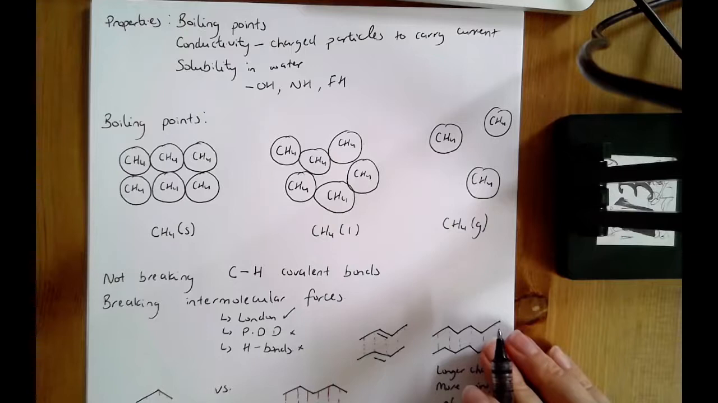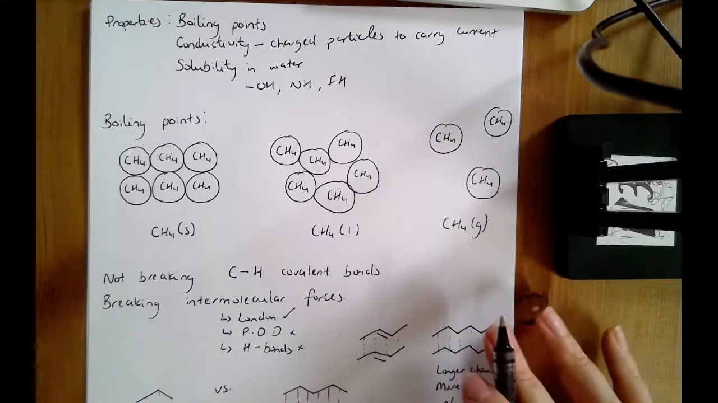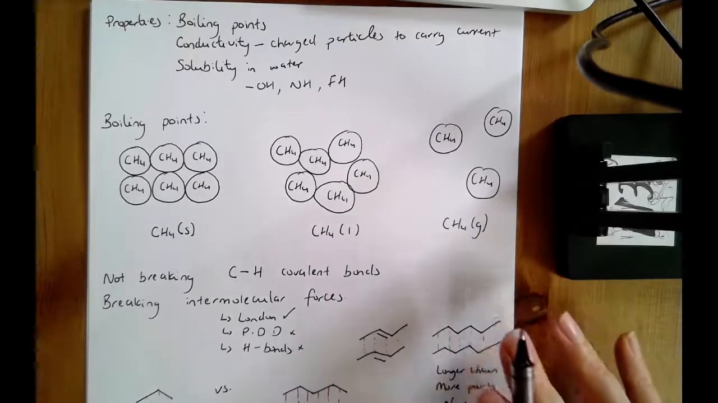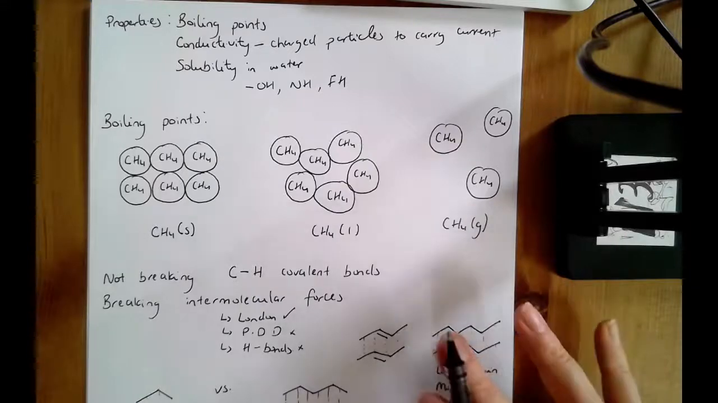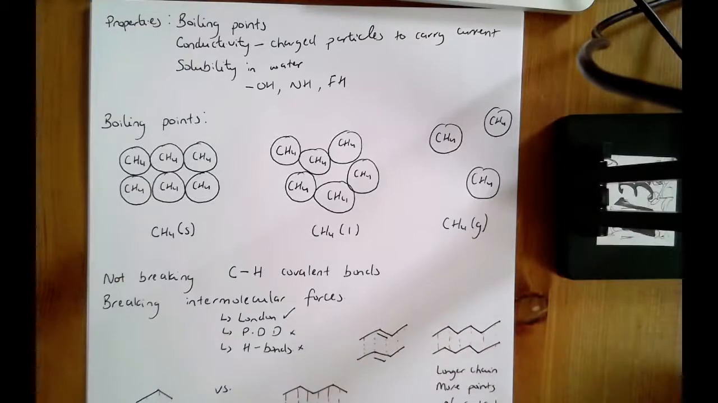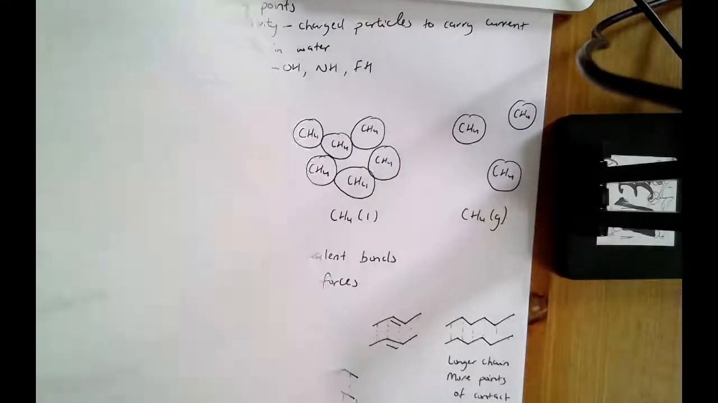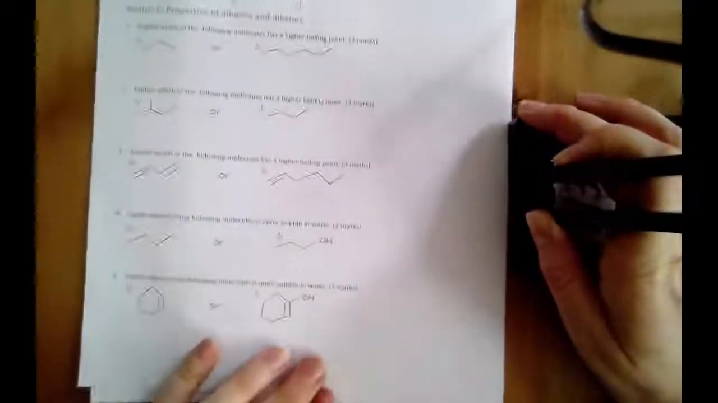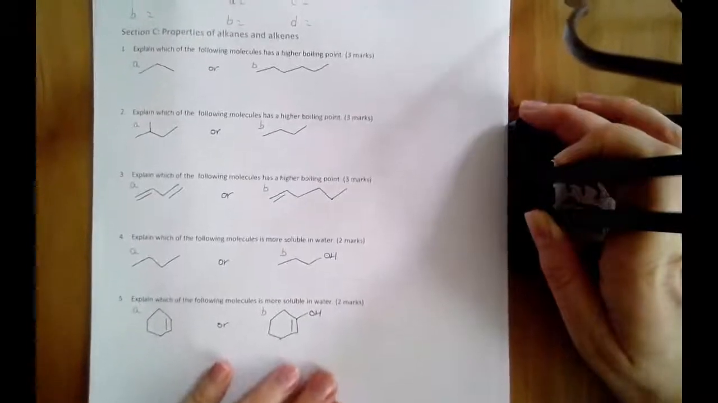Anytime you're asked about solubility in water, the main thing you're looking for is, can it form hydrogen bonds with water? Alkanes and alkenes cannot, therefore they are going to be pretty much insoluble in water.